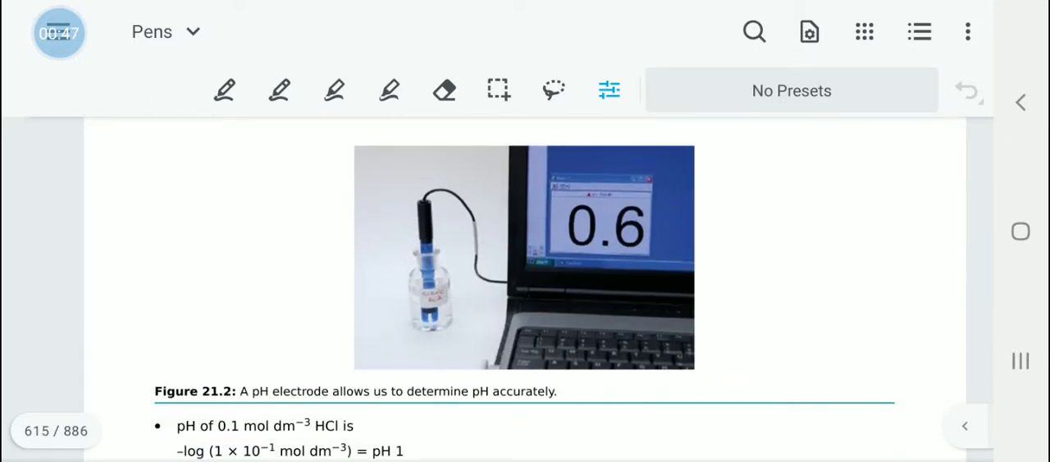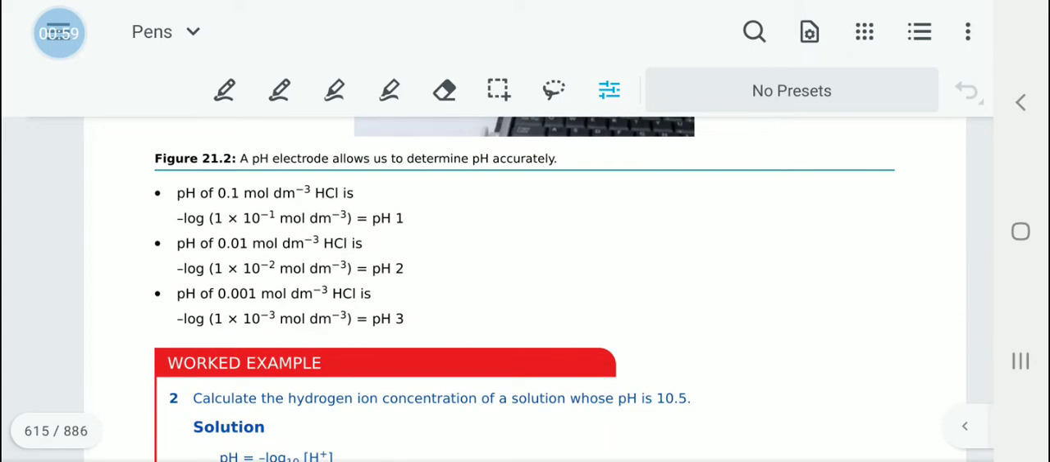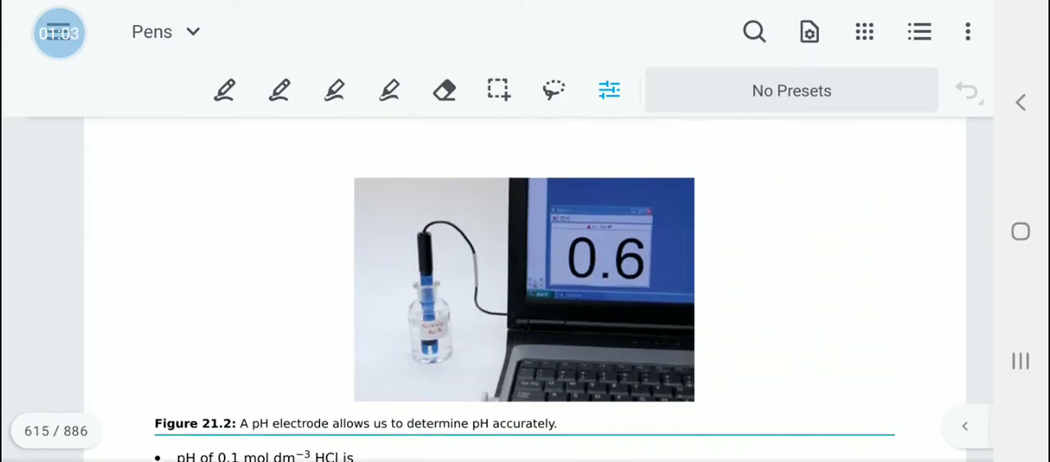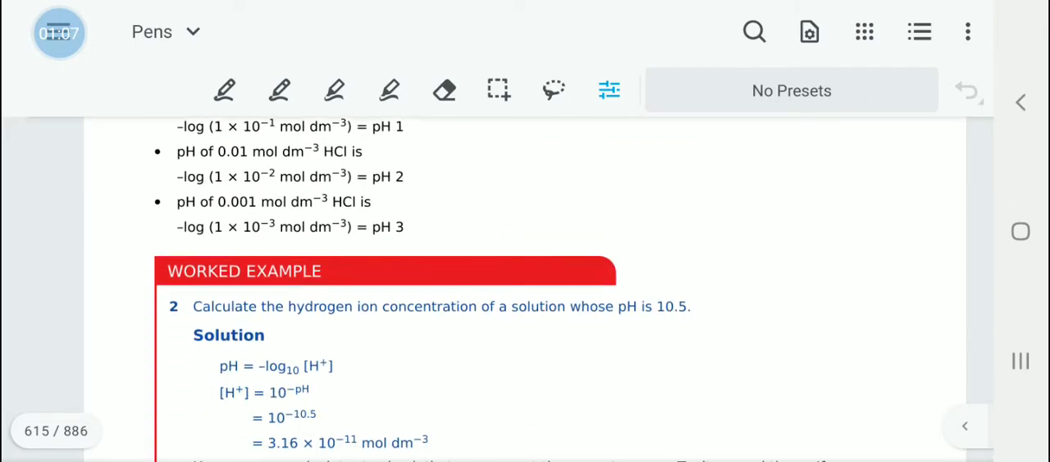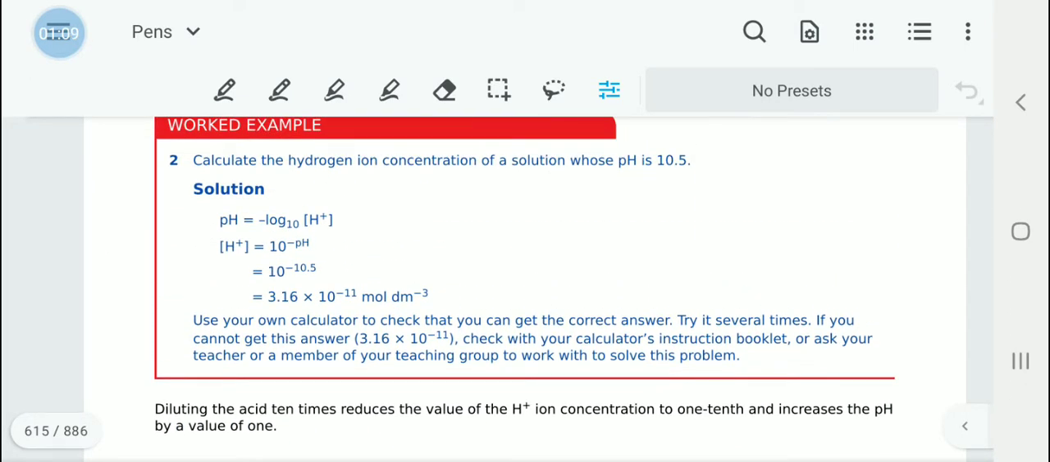What we need to understand is that we don't consider the H plus ion concentration of water here, because we assume it to be very, very small in comparison to the H plus ion concentration of the acid. So again we follow the same formula: pH is equal to the negative logarithm to the base 10 of the H plus ion concentration.